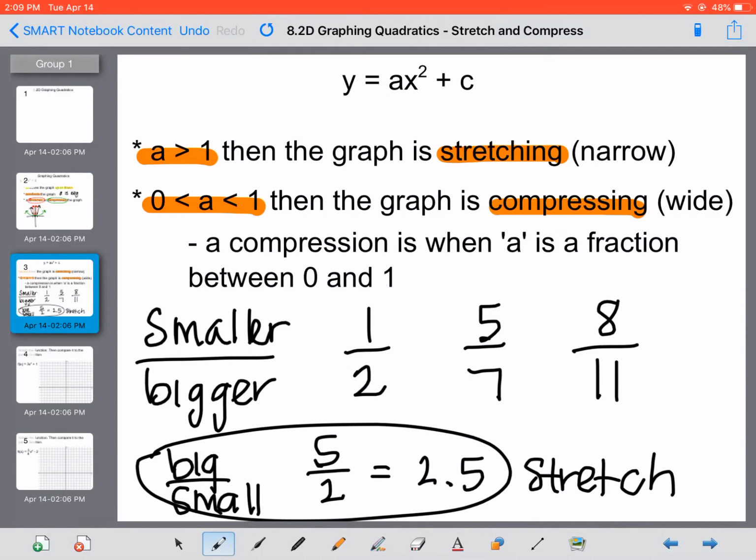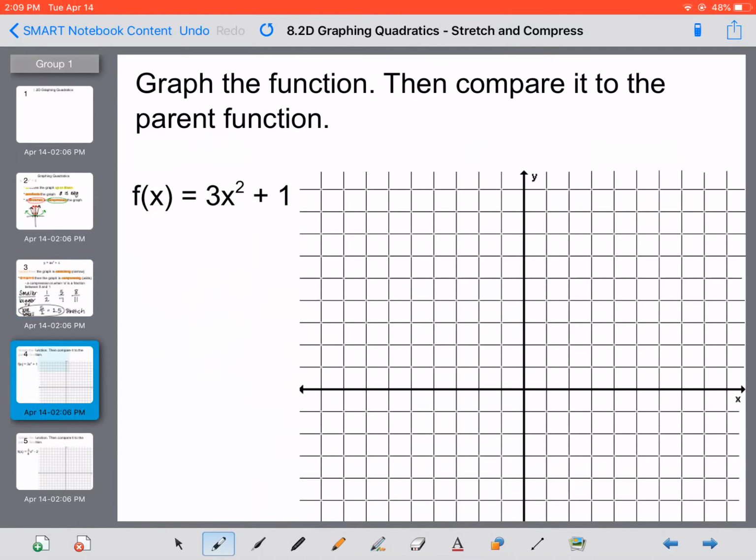So let's look at our problems here. It says graph the function and then compare it to the parent function. Well, let's graph our parent function from previously. We know our parent function crosses at (0, 0), and then at (1, 1) and (-1, 1), and then at (2, 4) and (-2, 4), and this is our parent function.